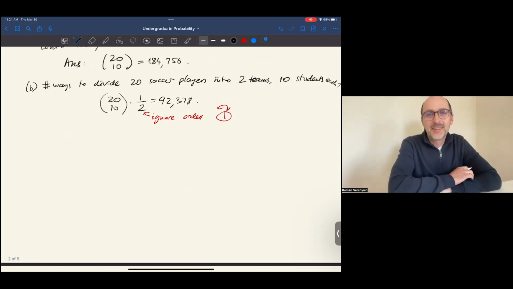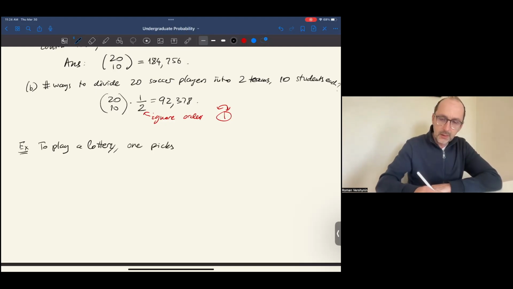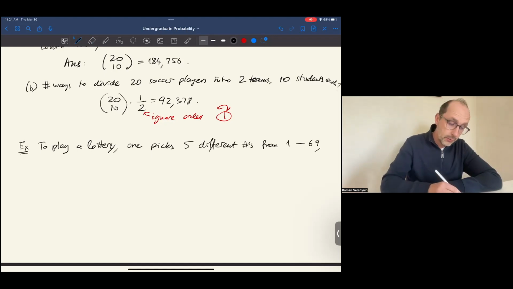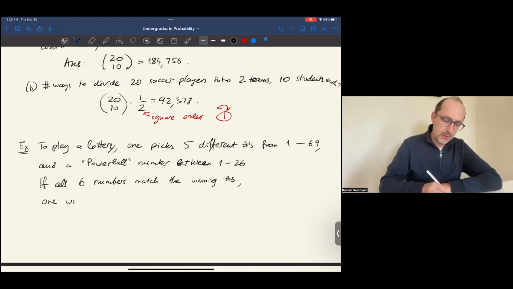Today we came to one of the most famous examples in probability theory, one about the lottery. To play a lottery, one needs to pick 5 different numbers in any order from 1 to 69. And also another number that's called a Powerball between 1 and 26. So all in all, you pick 6 numbers. If all of these 6 numbers match the winning combination, the winning numbers in no particular order, you win the grand prize, the jackpot, $100 million, something like $500 million maybe.